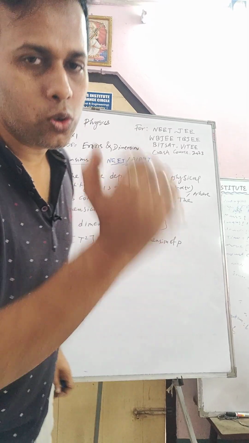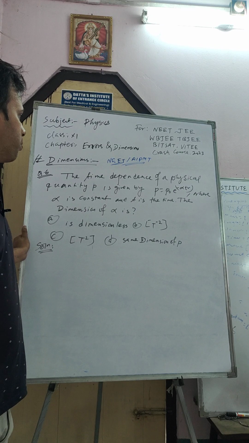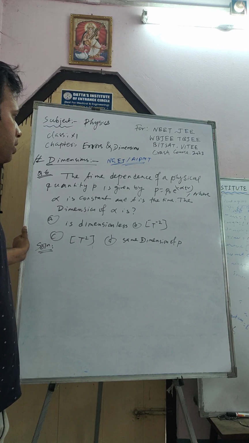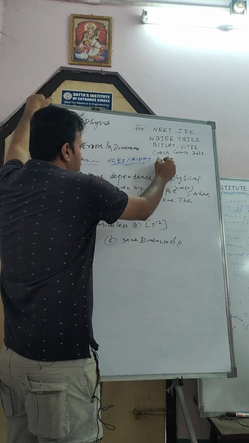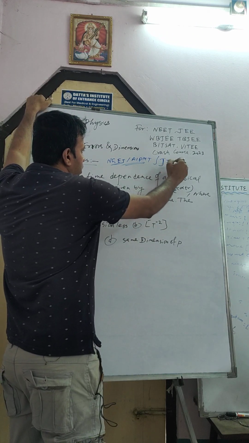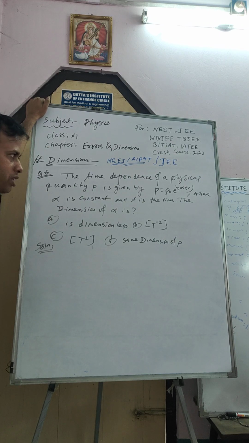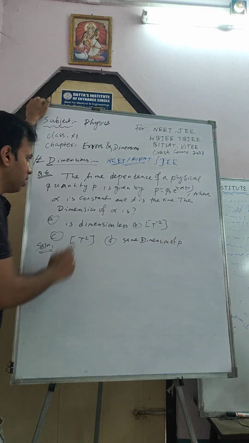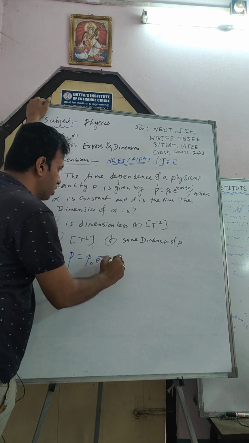So our next question, question number 6 from dimension: the time dependence of a physical quantity P is given by P equal to P0 e to the power minus alpha t square, where alpha is a constant and t is time. This question came in JEE. We have to find the dimension of alpha. So I write the formula P equal to P0 e to the power minus alpha t square.